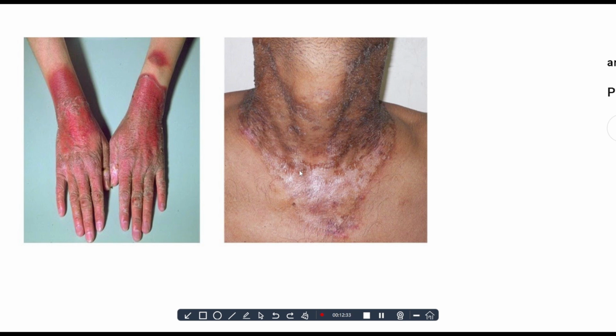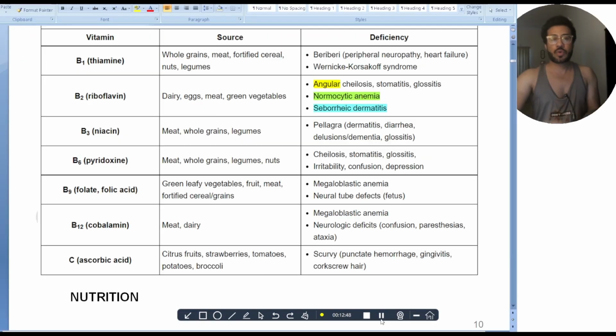So you can see the hands, and the consistency of the rash is that it is hyperpigmented and scaly. You just need to remember these two terms: hyperpigmented and scaly in the sun exposed areas. So this is the dermatitis rash of pellagra. So we're also done with niacin.